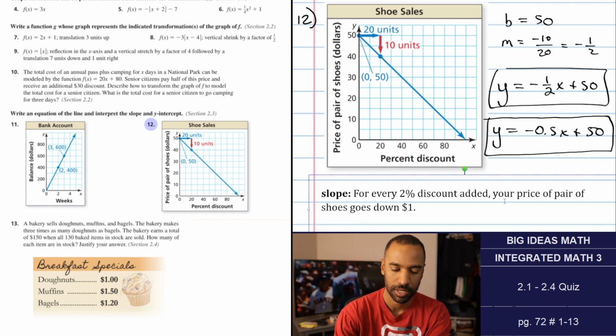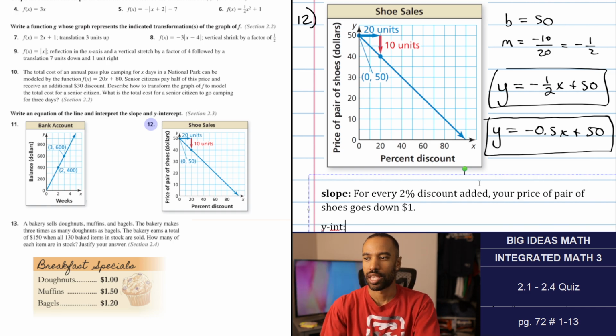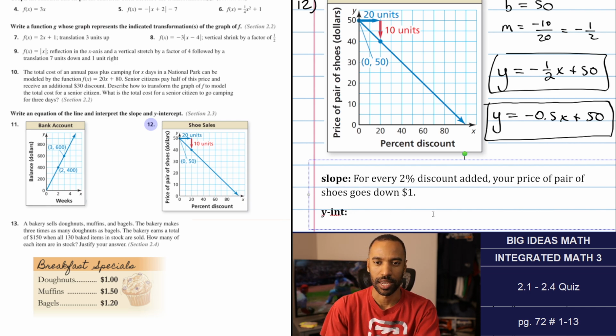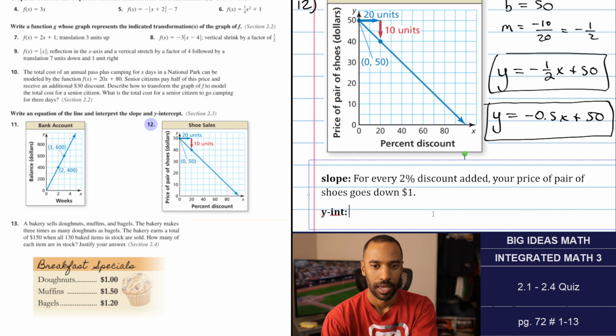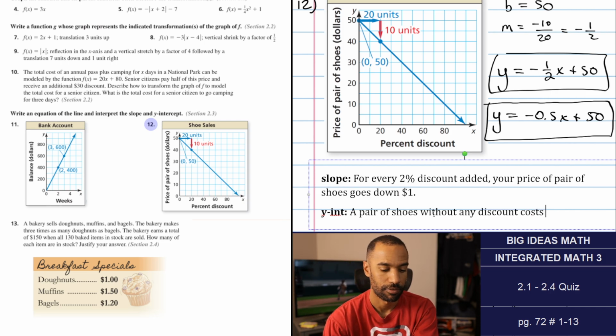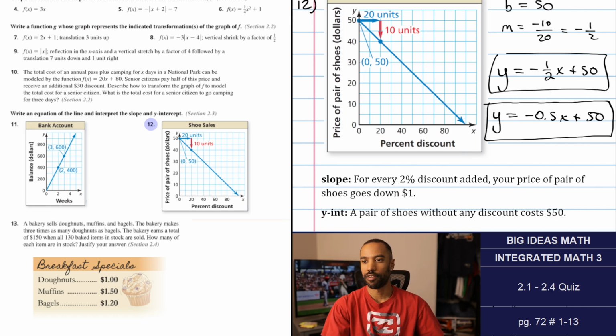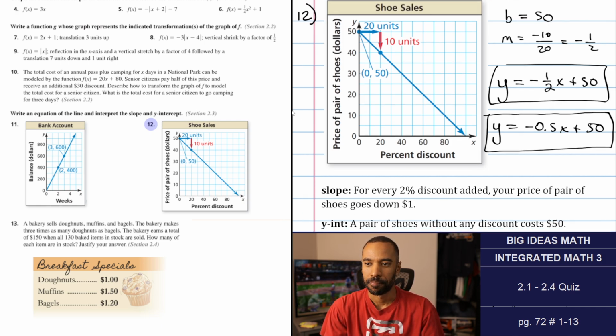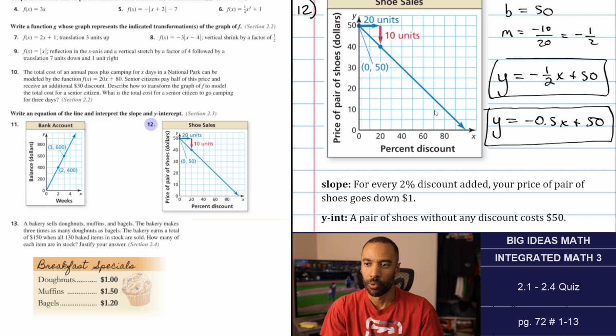Now the y-intercept says 50. 50 what? $50 for a 0% discount. So a pair of shoes without any discount costs $50. So starting from 50, when you start to get percentage discounts all the way to 100%, which makes it a $0 pair of shoes, it starts to lower when that thing works. So it's really a cause and effect thing.